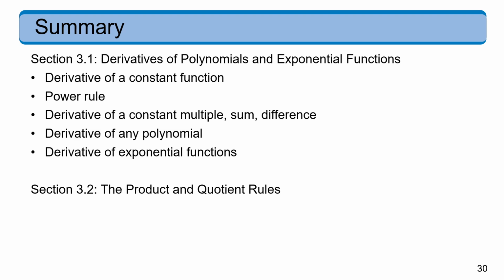Then we started section 3.2. So here we're going to learn rules for the derivative of a product of two functions or the quotient of two functions. And so far we learned the product rule, which tells us how to take the derivative of a product of two functions.